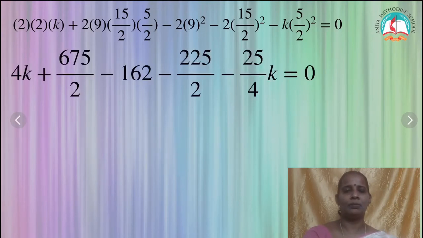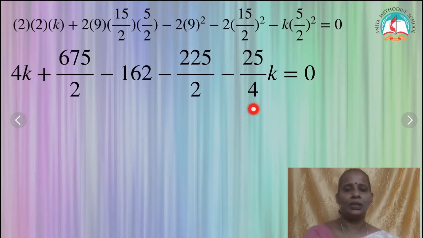Then you have to simplify. If you simplify, what will happen? 2 2s are 4k, and the 2s cancel, and you multiply the numerators; in the denominator you have only 2. So 9 into 15 into 5 will be 675. Now 9 square is 81. 81 2s are 162. Similarly, go to this: 2 square is 4. If you cancel 2 on the denominator, 15 square is 225.